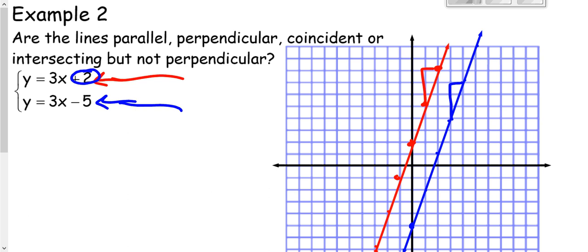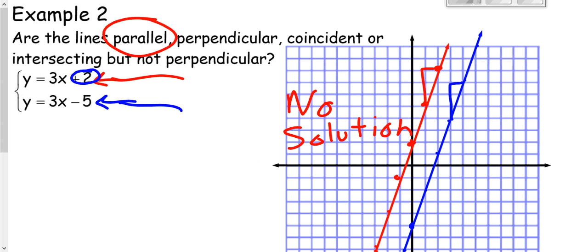Now, what that means is if you are asked for the number of solutions, a solution is where the two lines cross. If these are never going to cross, are you ever going to have a solution? No. So we say that these two lines have no solution, okay? Now, is that what this question is asking? No. This question is asking, are the lines parallel, perpendicular, coincident, or just intersecting but not perpendicular? Well, these two lines are parallel.